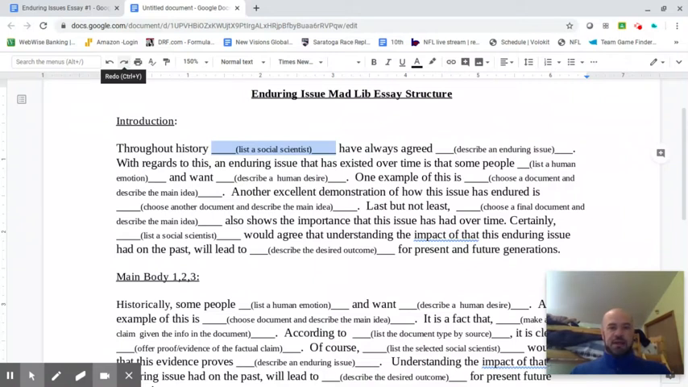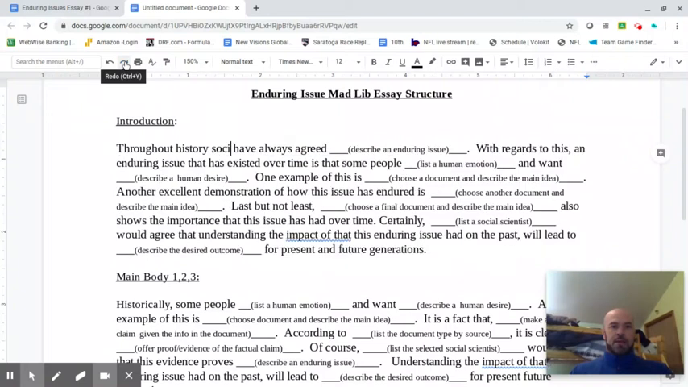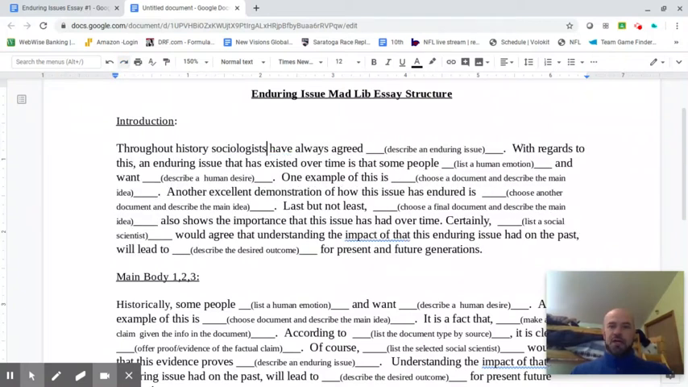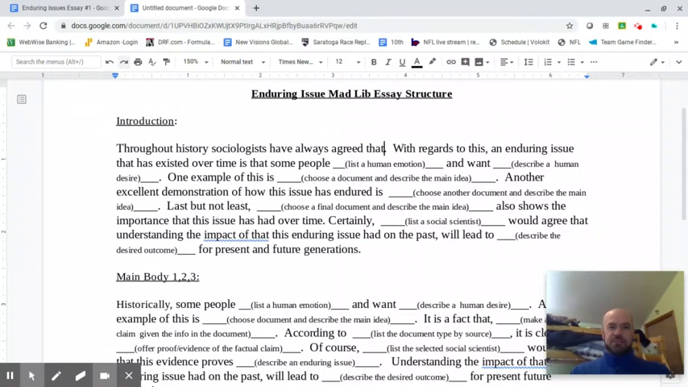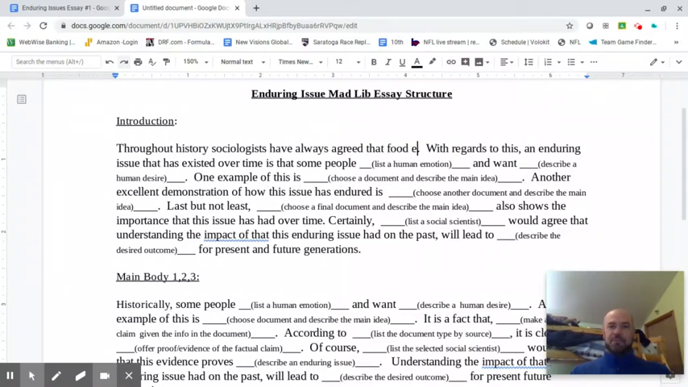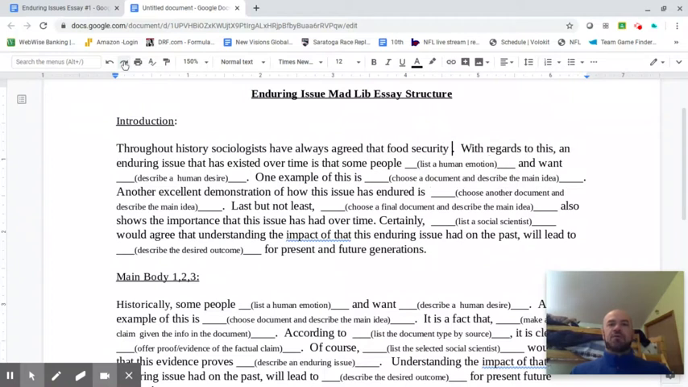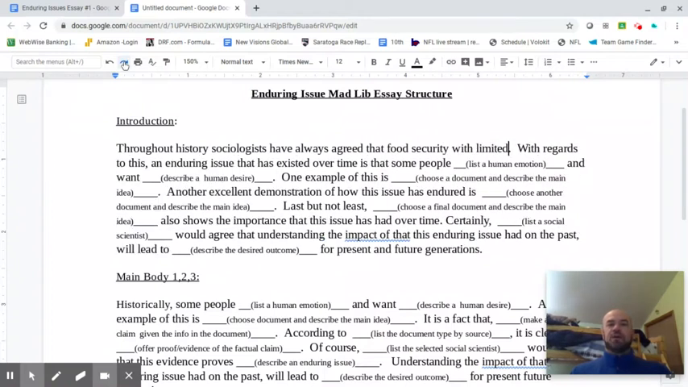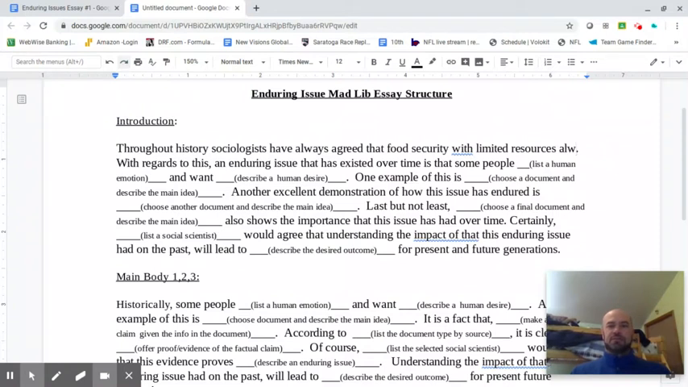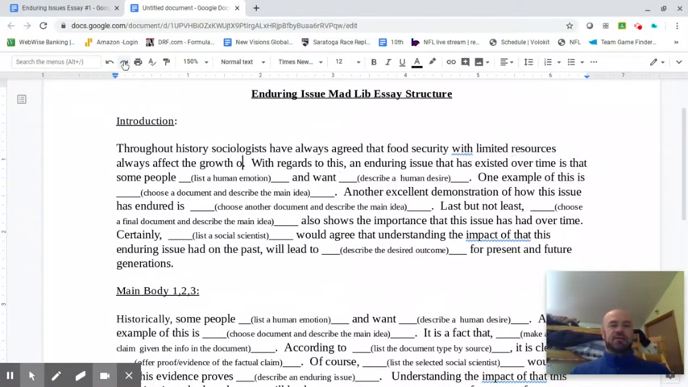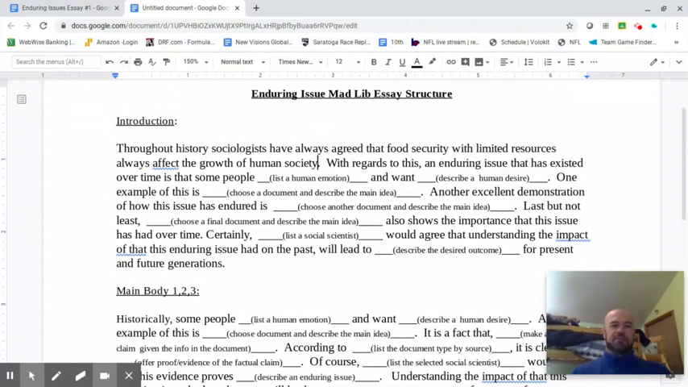I'm just going to get those ideas out and then use my filler words, again, sort of to help kids that aren't great writers understand how to keep moving. So throughout history, sociologists, remember our social scientists, the sociologist is worried about social development. Sociologists have always agreed that food security with limited resources always affects the growth of human society. Perfect.